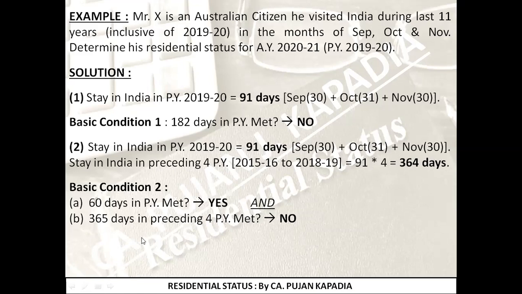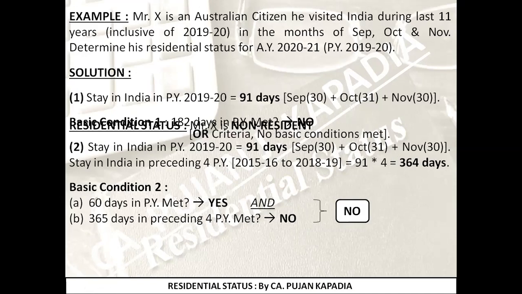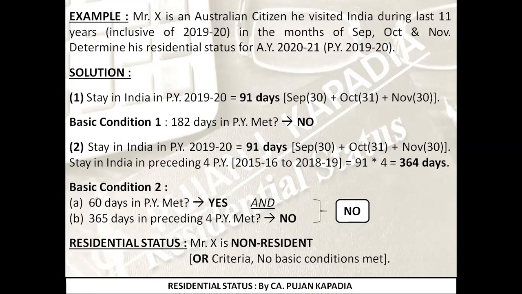So in this particular scenario, what is the change? A part is being fulfilled, but B part is not being fulfilled, as a result of which I would say my basic condition 2 is not fulfilled. So in this example, condition 1 is not meeting, condition 2 is not meeting. Since both the conditions are not meeting, we would say that Mr. X is non-resident, as we have the OR criteria, so at least one condition should be meeting. Since none of the conditions are meeting, we would say he is a non-resident Indian.